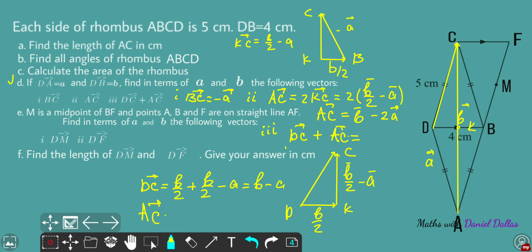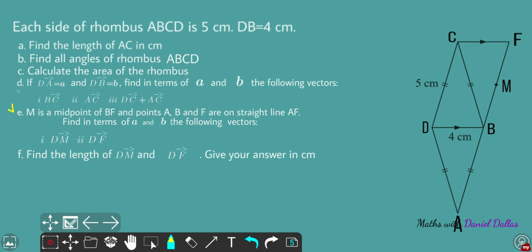This is AC. So AC is B minus 2A. Okay, now we just add those values together. So DC and AC, if we add, we'll get 2B, right? B and B, and A and negative 2A, negative 3A. So we'll get 2B minus 3A. Okay. So that's the final result for DC. So it's done, and let's go to the next one.